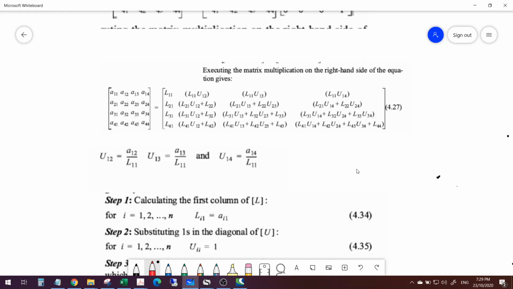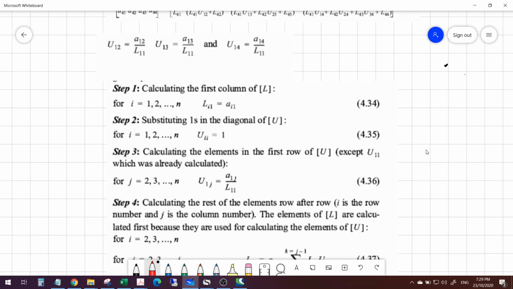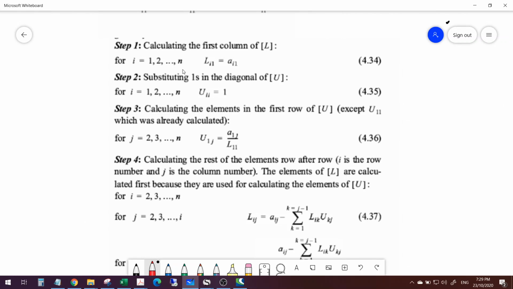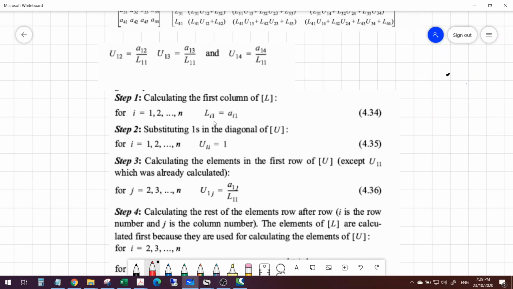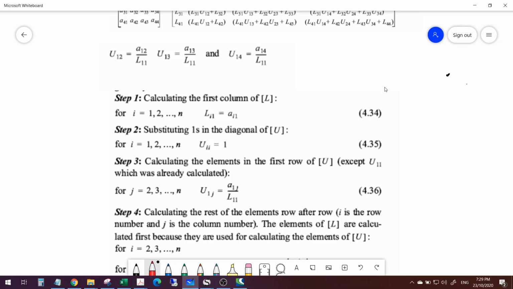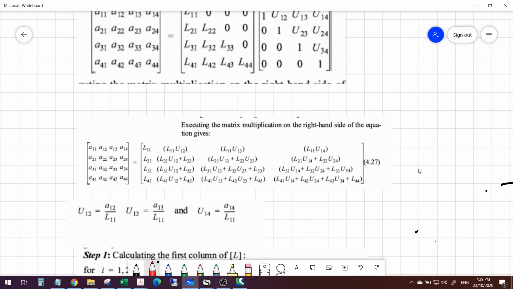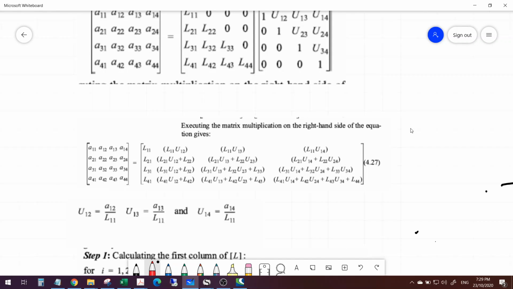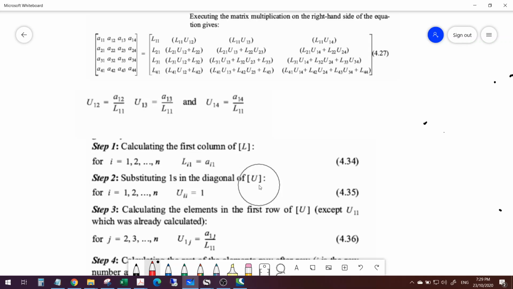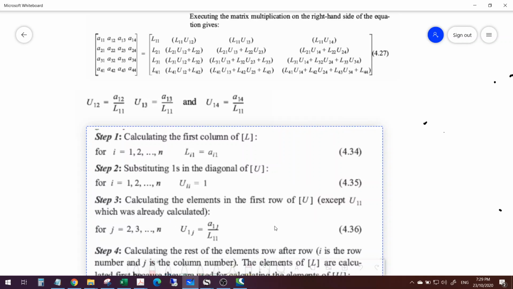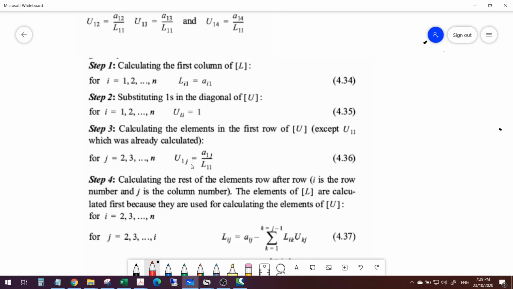Now, there will be a procedure in doing this LU decomposition. Step 1, we calculate the first column of L, wherein the formula is this. Step 2, as you notice, our U matrix has a diagonal of 1, right? The diagonal elements are all 1. Therefore, we substitute 1s in the diagonal of U. Step 3, we calculate the elements in the first row of U, except U11. Remember, U11 is already solved as part of the diagonal. Therefore, the general formula for U will be U1j is equal to A1j over L11.